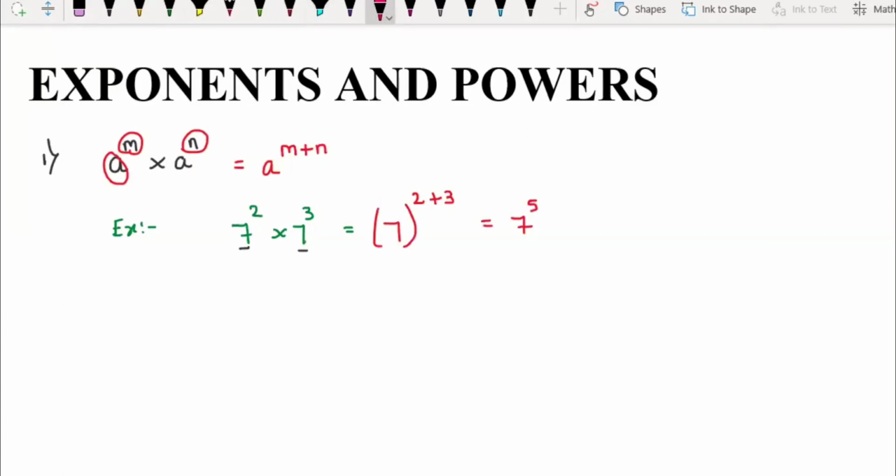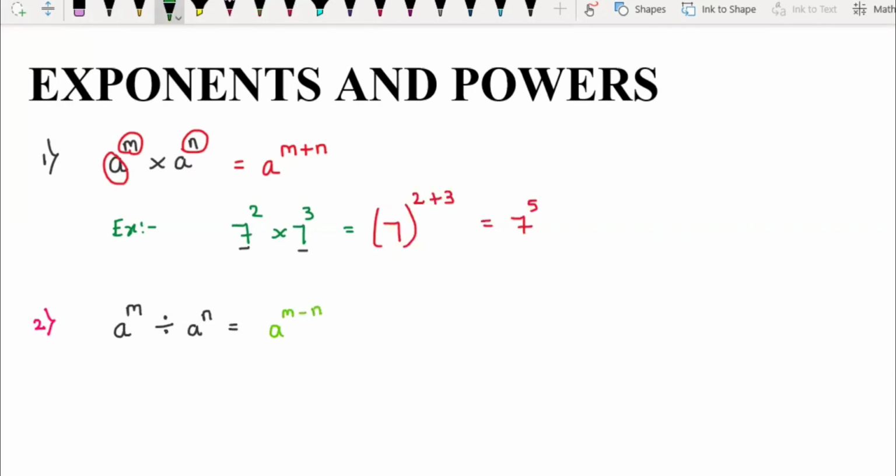Let us go with the second one. It's similar to the first one, except in the first one we are multiplying, and in the second one we are going to divide. So a to the power of m divided by a to the power of n. Only one difference: in the first one it was multiplication, that's why we were adding the powers. Now, in the second law of exponent, it is division, so we are going to subtract the powers.